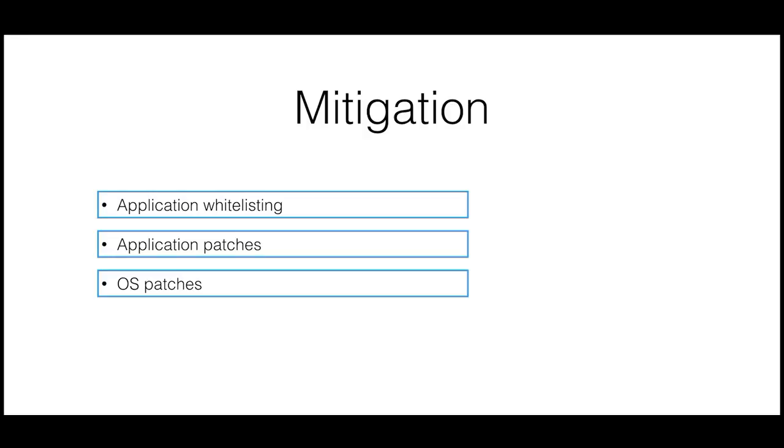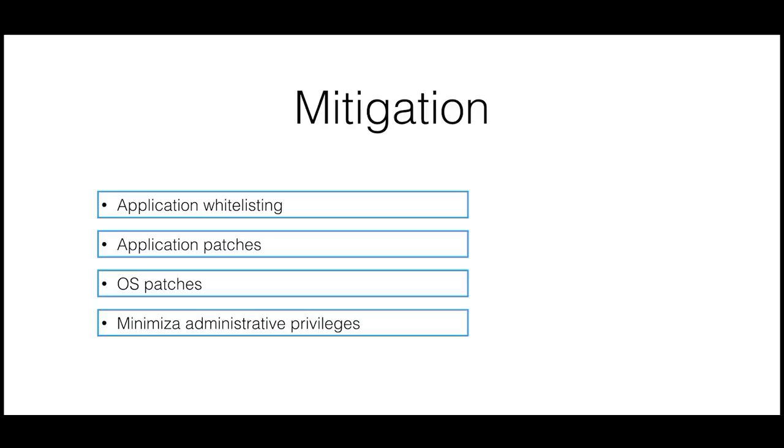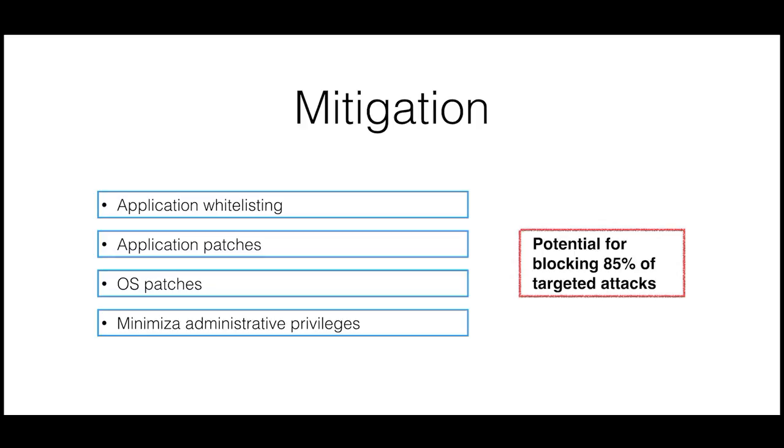Patch the operating system. Clearly, the OS software as well could be compromised if it is not updated regularly. Minimize administrative privileges. Accounts with administrative privileges are very valuable for attackers, so keeping them to a minimum limits risk. The same directorate indicates that implementing this small set of mitigation strategies could already potentially block 85% of targeted attacks in their experience.